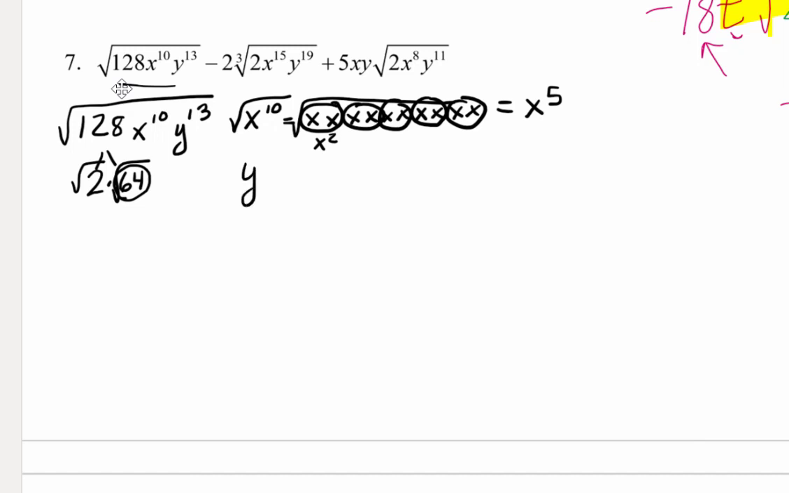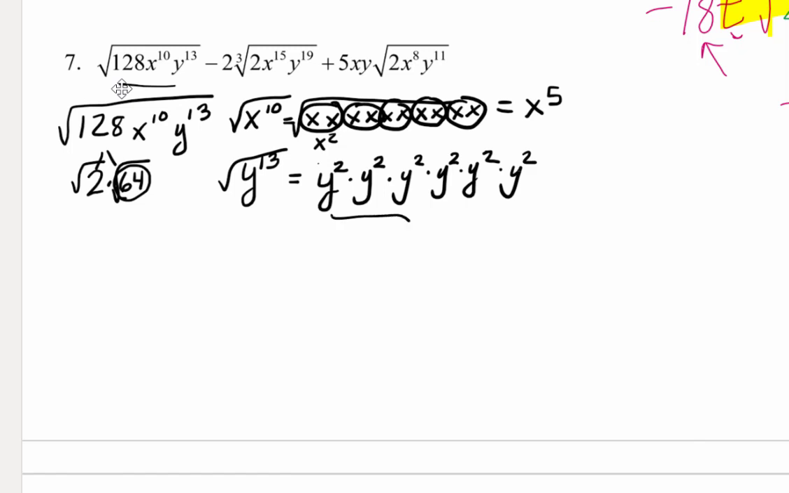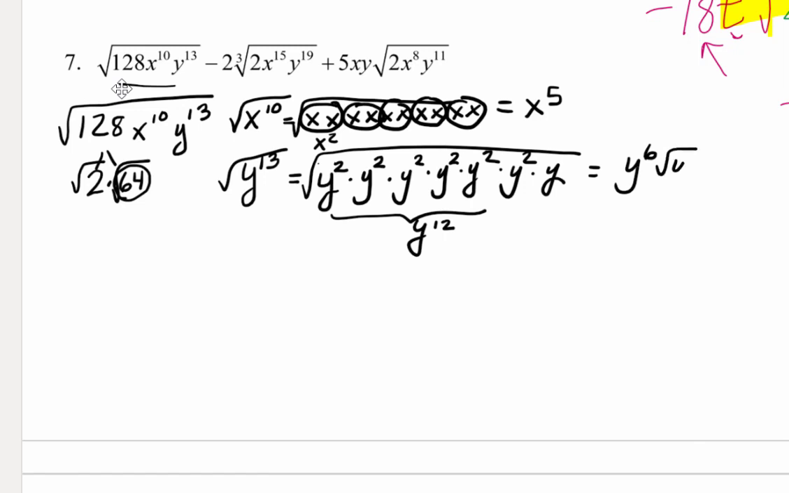And then y to the 13, how many pairs can we make from y to the 13? Well, we can make 6 pairs of 2 each, which is 12. So we have y squared, and we have 6 of those, right? I'm going to just write them this way. So there's 12 y's there, okay? And then we have an extra y. So the square root is y to the 6, for 6 groups of y squared, and 1 extra y.